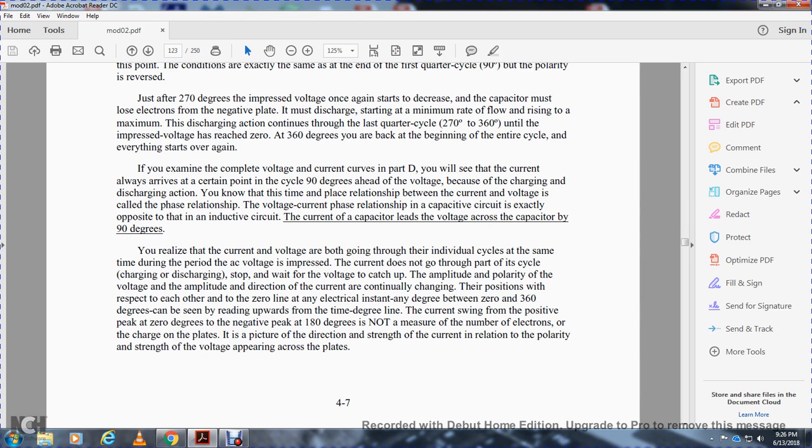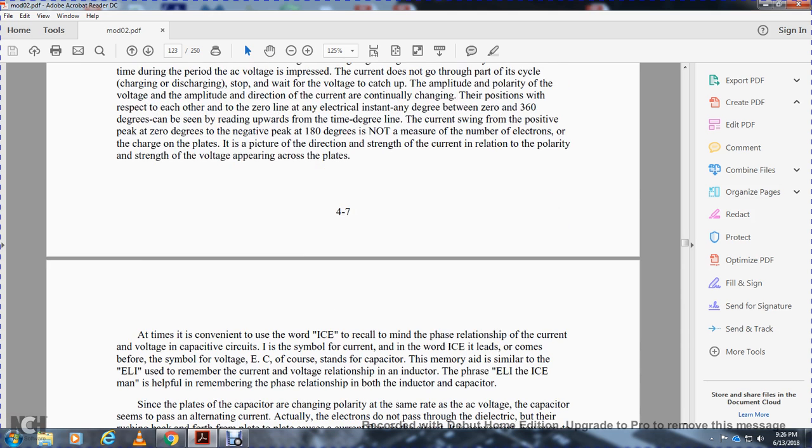The current swings from positive back to 0 degrees and to the negative peak at 180 degrees, not measured by the number of electrons, but by the charge of the plate, showing the direction and strength of the current in relation to the polarity and strength of the voltage across the plates.